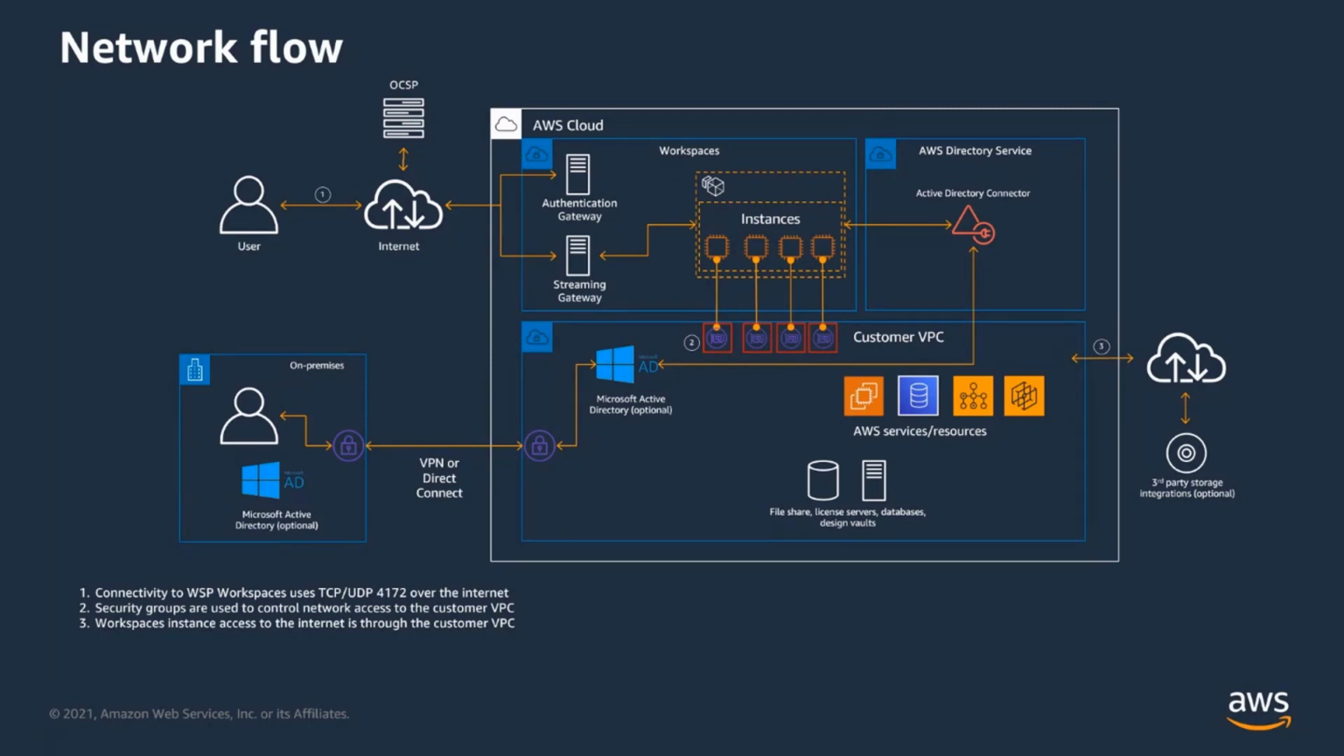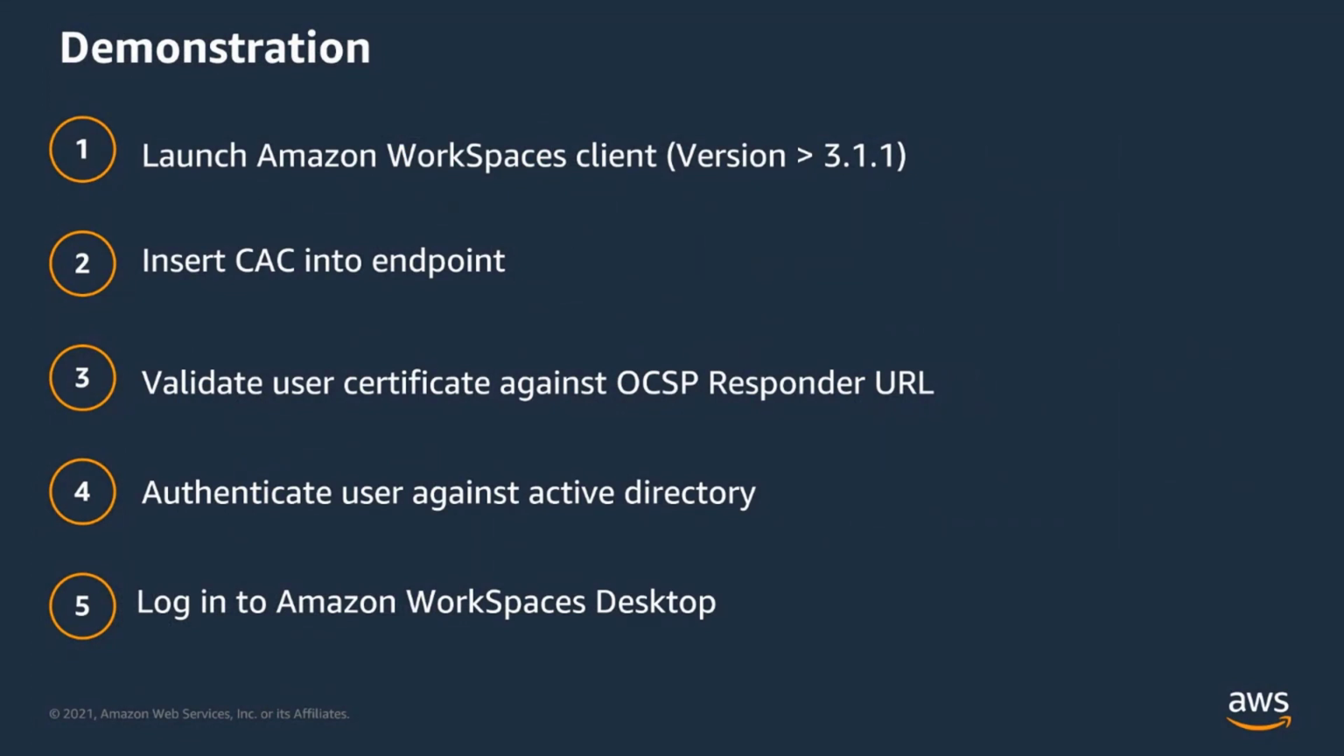Now that we know the requirements to set up Amazon Workspaces and we've seen the networking associated with it, let's see this in practice with our demonstration. What we're going to be showing today is we're going to launch an Amazon Workspace using our client. The client is a requirement to enable smart card pass-through into the session. We're going to use our CAC to log in.